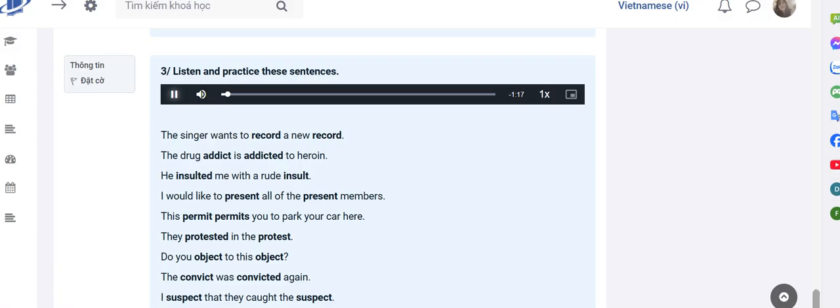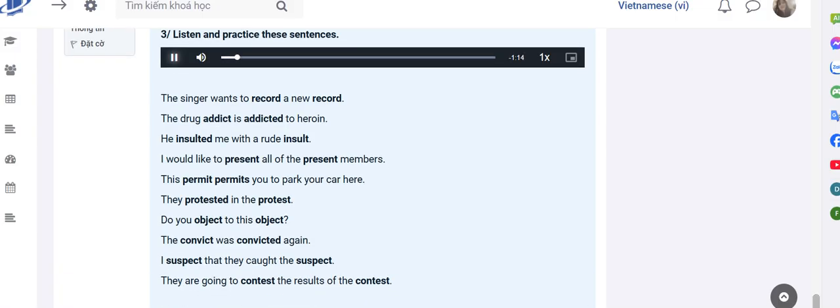Sentences for practice. You will hear both a noun and a verb form in each of these sentences. Notice the stress changes. The singer wants to record a new record. The drug addict is addicted to heroin. He insulted me with a rude insult. I would like to present all of the present members. This permit permits you to park your car here.